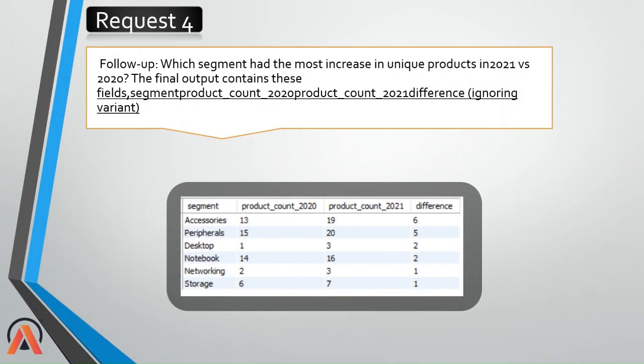The fourth request is a follow-up question. Which segment has the most increase in unique products in 2021 versus 2020? The final output contains these columns. So this is the output that we got.